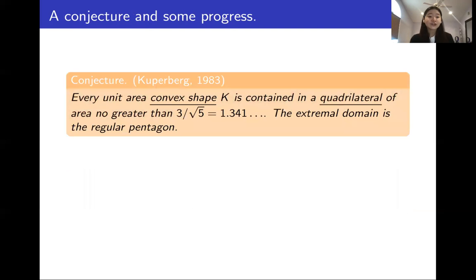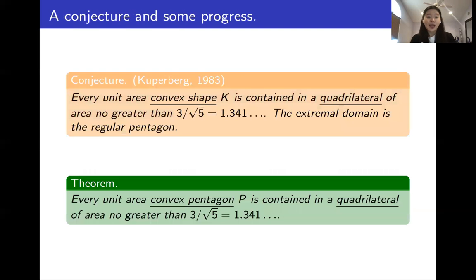Kuperberg conjectured that every unit area convex shape is contained in a quadrilateral of an area no greater than 3 over square root 5. This problem is still open, but I made some progress by narrowing down the conjecture and proving the following theorem. Every unit area convex pentagon is contained in a quadrilateral of an area no greater than 3 over square root 5.